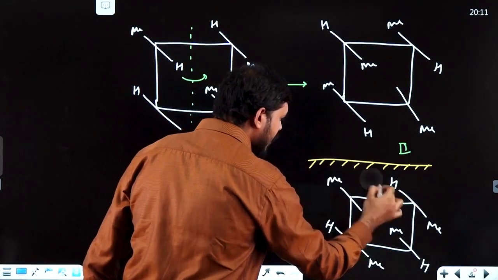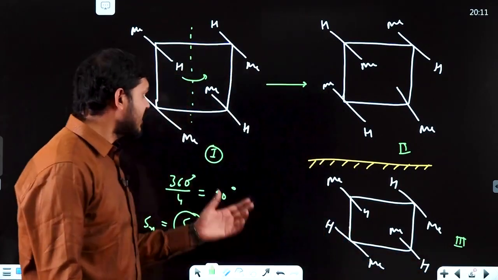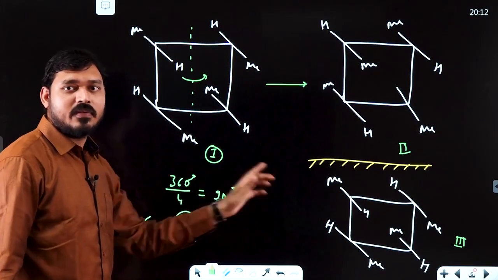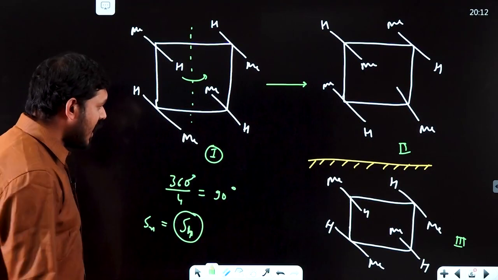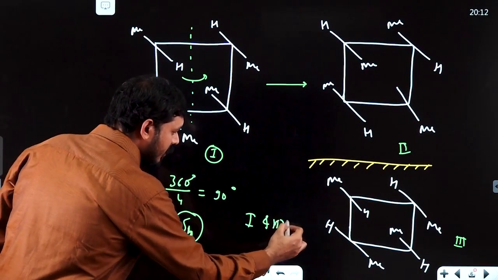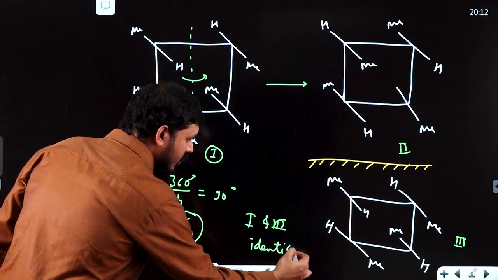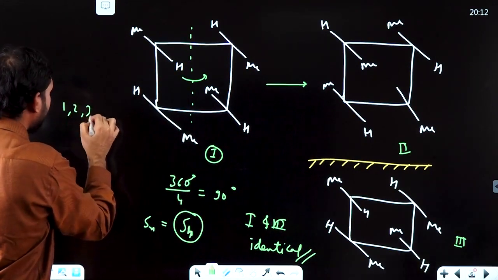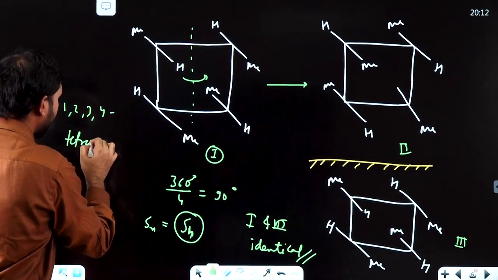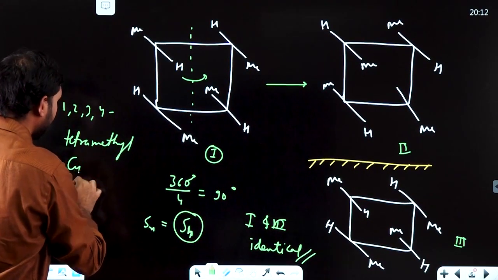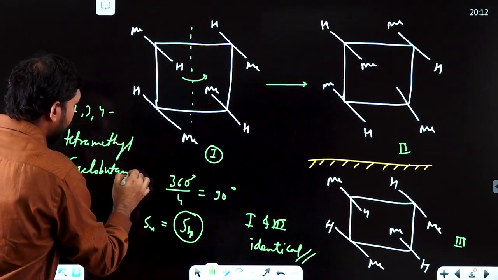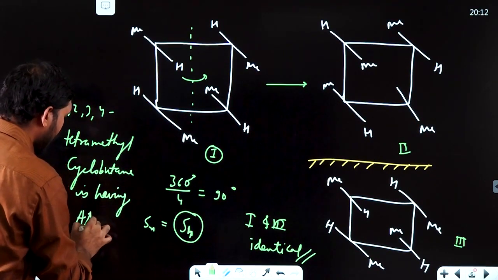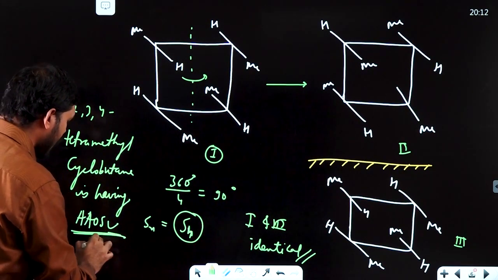If you observe structure number 1 with 3, you can see here it is exactly the same. On observing structures number 1 and 3, we find that both the structures are identical. Hence 1 and 3 are identical. So this compound number 1, that is 1,2,3,4-tetramethylcyclobutane, is having AAOS. Hence it will be optically inactive.